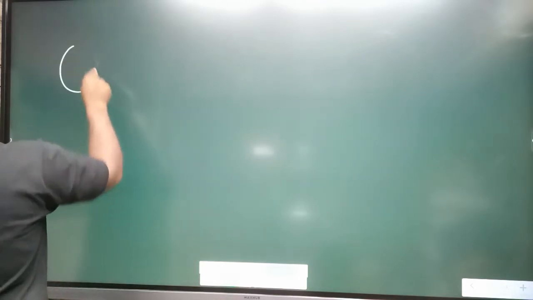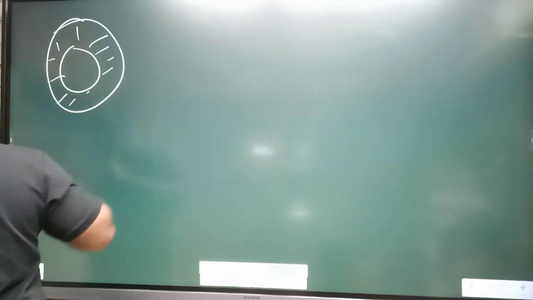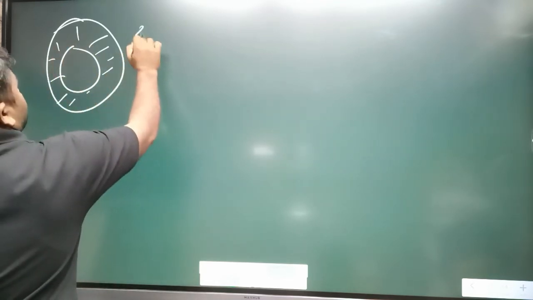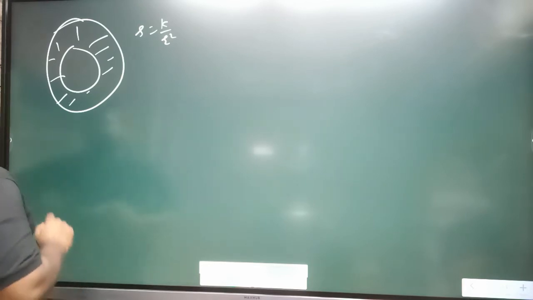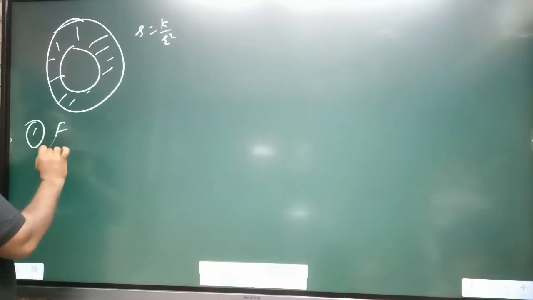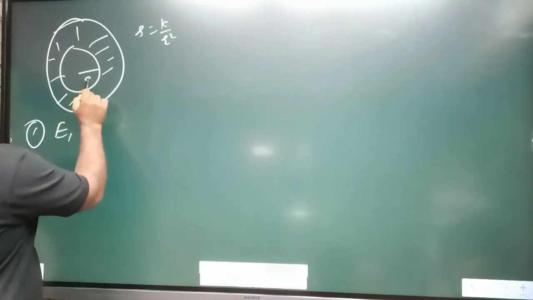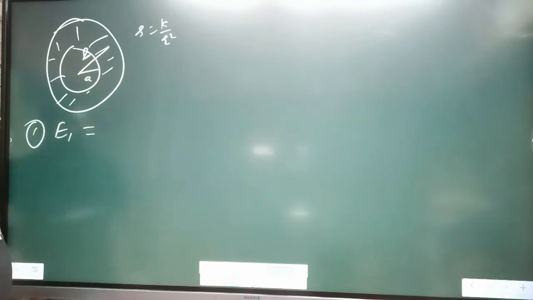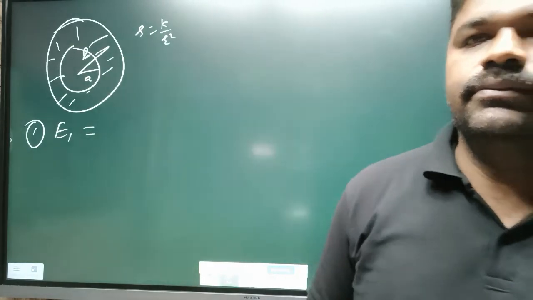Spherical shell. Rho is equal to K upon R square. Inner radius A, outer radius B.